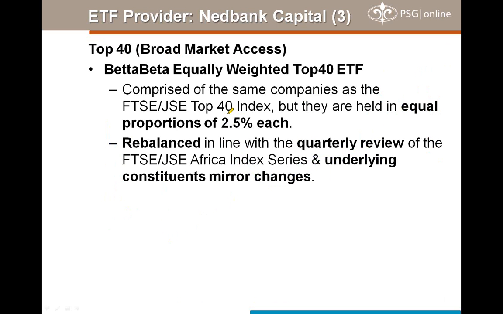Then Nedbank has got 3 different ETFs, which are also quite interesting in the sense that they've got the beta. We're talking about the top 40 stocks, where they are divided proportionally at 2.5% each. So the asset allocation is 2.5% to each. They're all equally weighted with 2.5% in each. They're rebalanced every quarter, obviously to mirror the underlying constituents of the top 40.